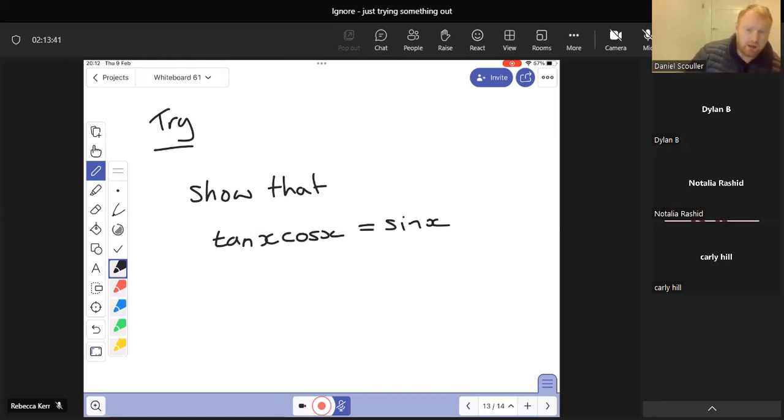So try to prove that left-hand side equals that right-hand side. Give that a wee go for a couple of minutes, up to about 1:15. I'll give you 3 minutes. Because I'm nice.